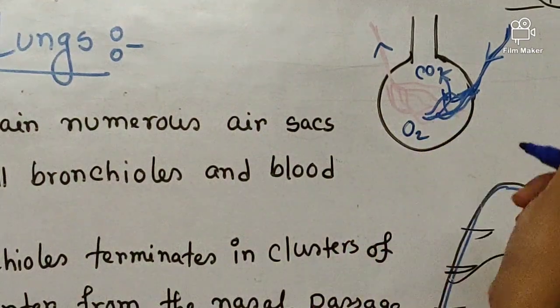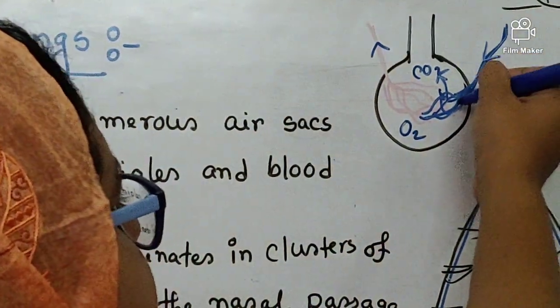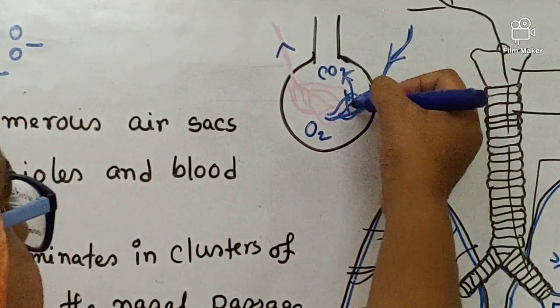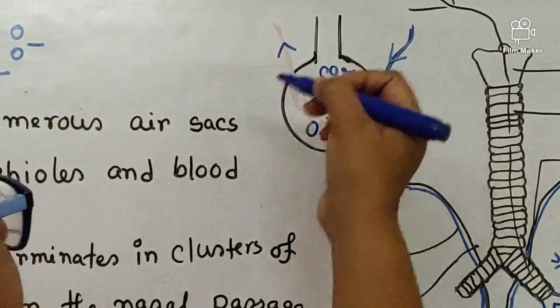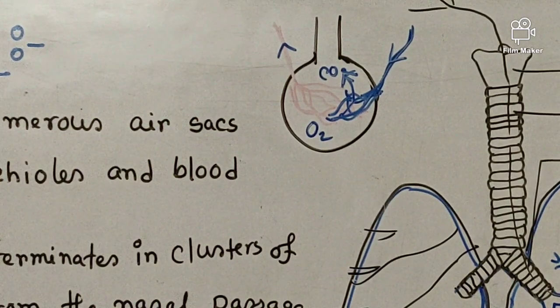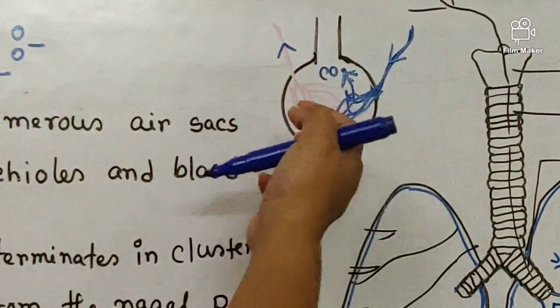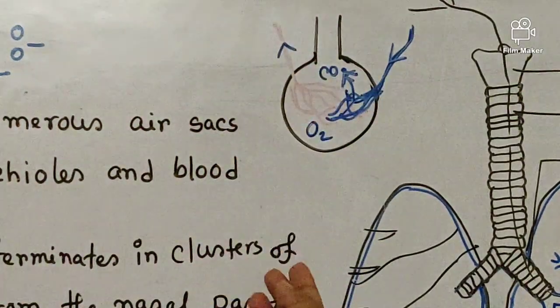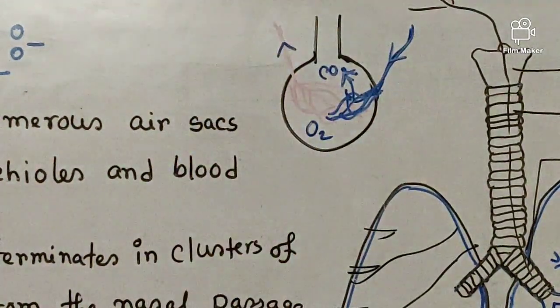Okay. From the heart, the deoxygenated blood comes, which carries carbon dioxide and releases this carbon dioxide inside the alveolus. After that, they combine with the oxygen and become oxygen enriched, and then leave the alveolus.